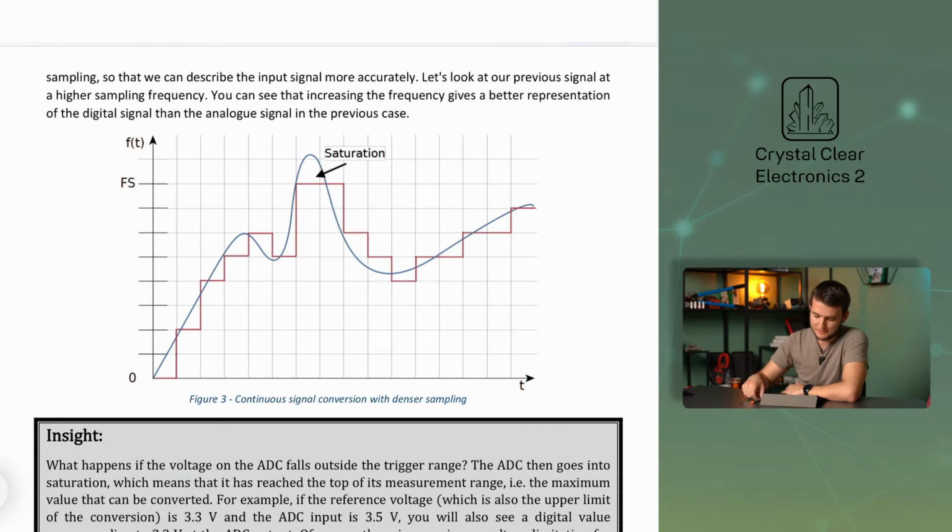Just as you say, let's look at our previous signal at a higher sampling frequency. You can see that increasing the frequency gives a better representation of the analog signal than the digital signal in the previous case, since the faster changes are also reflected in the digital signal. This was the key information about ADCs.